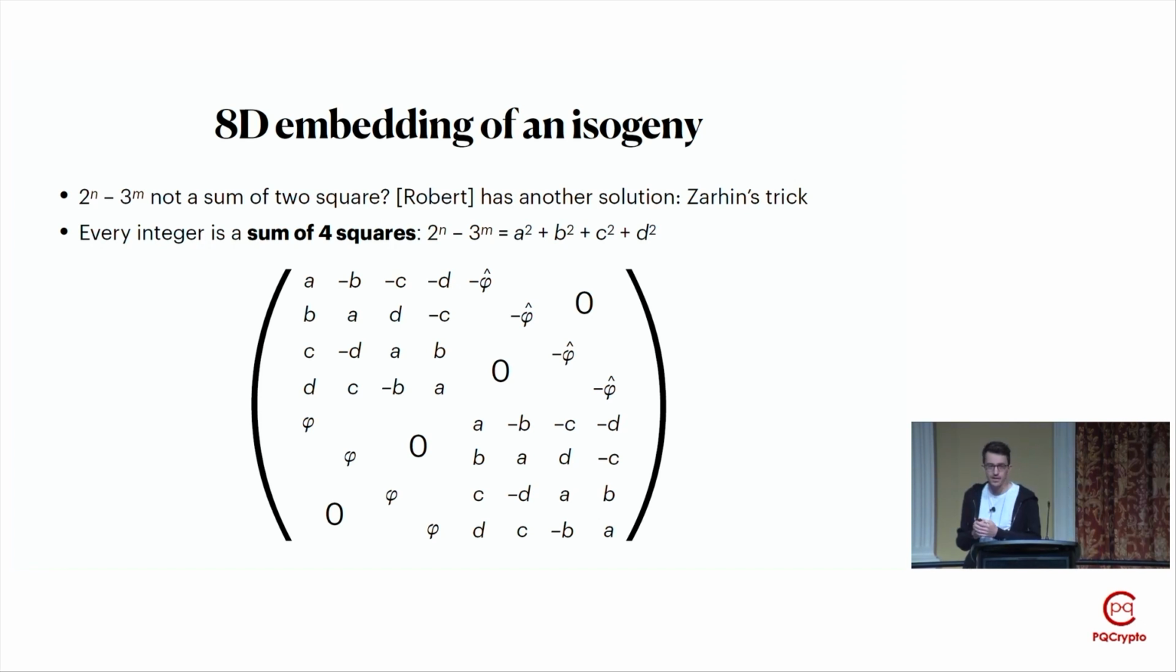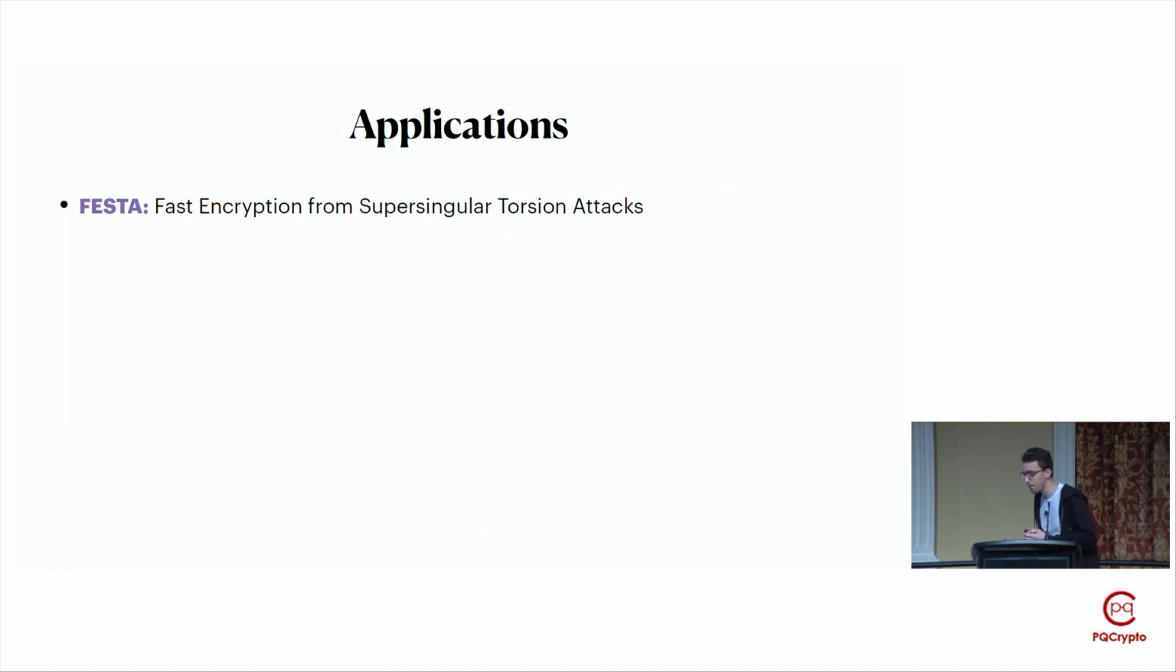Now, how costly, and is that a problem for constructions? Because if you want to use these algorithms constructively, it means you're going to have to evaluate high-dimension isogenies. So let's see. First with FESTA, this fast encryption from supersingular torsion attacks. It's using the attack for decryption. And here they managed to build the scheme in a way that only the two-dimensional case occurs. The two-dimensional case is the first case I presented to you, the one where I was assuming that 2^n minus 3^m is a square, and they restrict to this case.